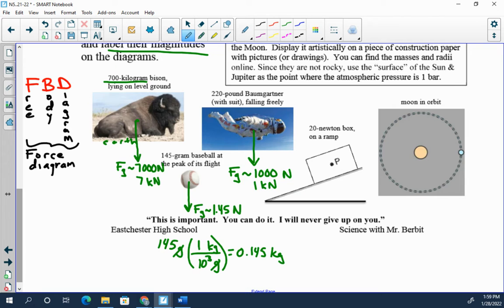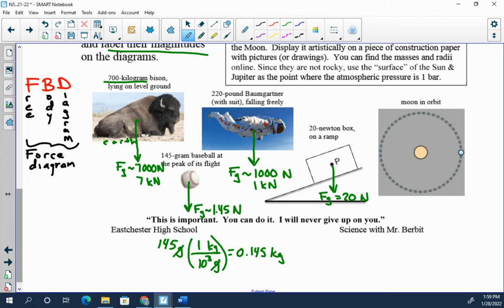We also have a box on a ramp. Now, the fact that it's on a ramp is largely irrelevant to the fact that it is being pulled gravitationally by the Earth. The Earth is a big object. Directly down below is its center. Here is your Fg, straight down. Now, I don't need to approximate this one. It is described as a 20 Newton box. That means that its weight is exactly 20 newtons.